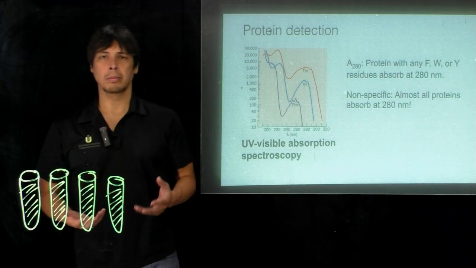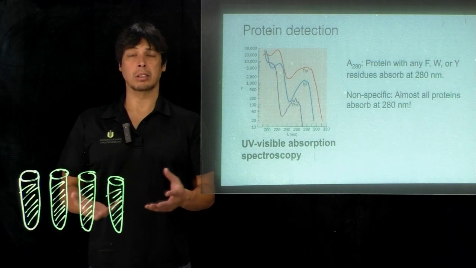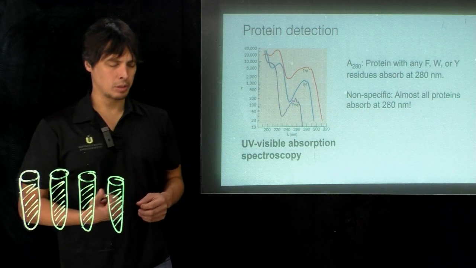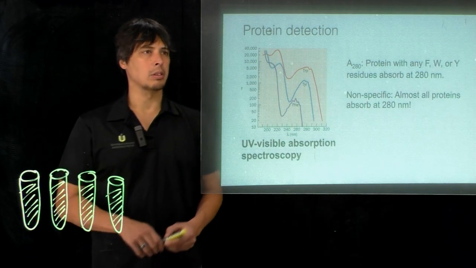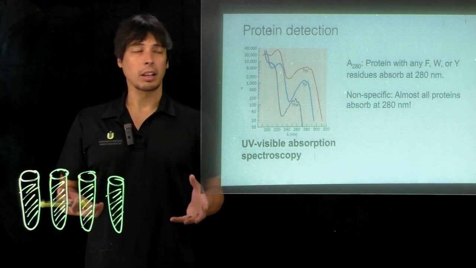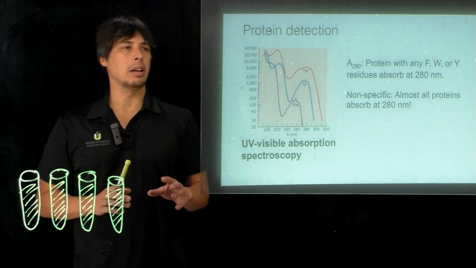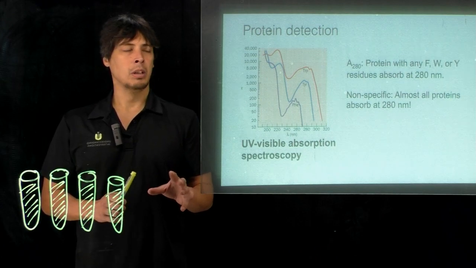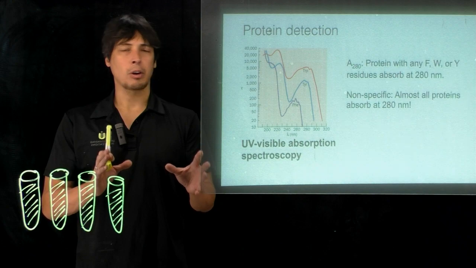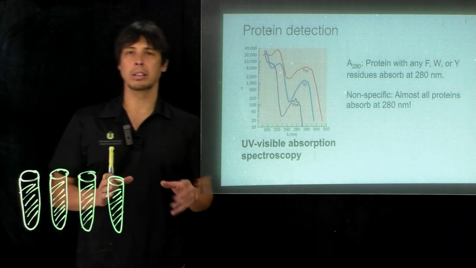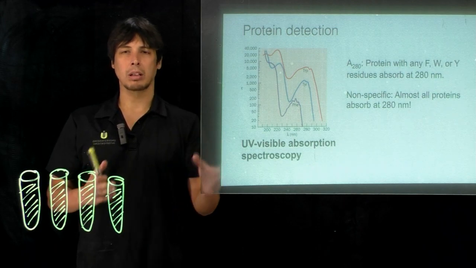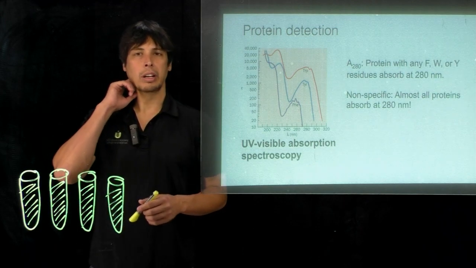So we need a variety of methods in order to actually detect the protein that we're interested in. And so there's several different ways to do that. So the first general method that works for detecting a lot of proteins is by UV-vis absorption spectrum. So recall from our previous lecture that aromatic amino acids such as phenylalanine, tryptophan, and tyrosine all absorb in the UV around 260 nanometers to 280 nanometers.